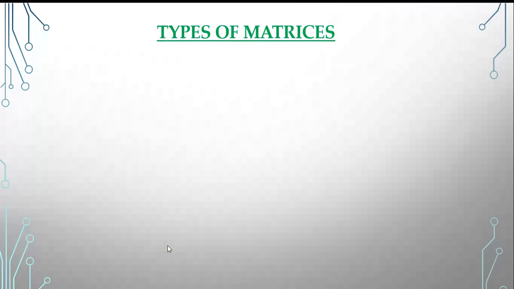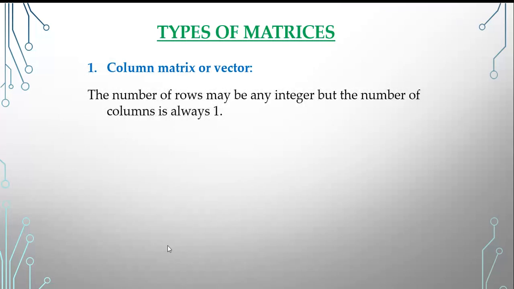Now types of matrices. We have many types of matrices. The first is the column matrix, or we say the vector. So what is the column matrix? The number of rows may be any integer, but the number of columns is always 1. So which matrix? The matrix which has any number of rows but the column should be 1. That type of matrix is called the column matrix.